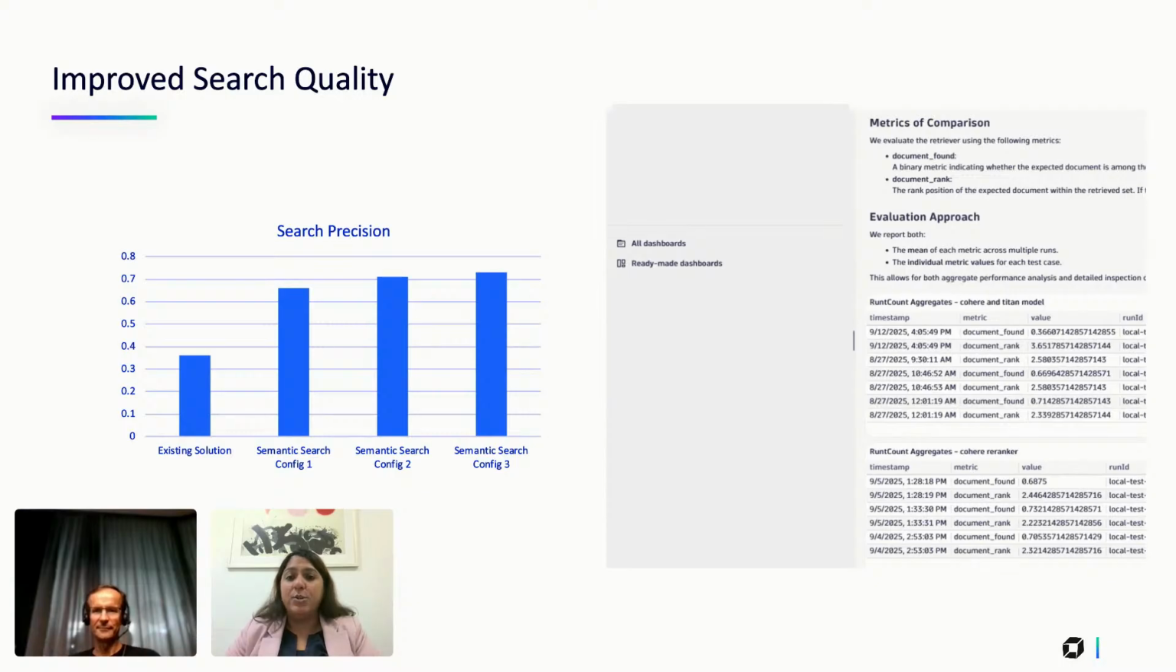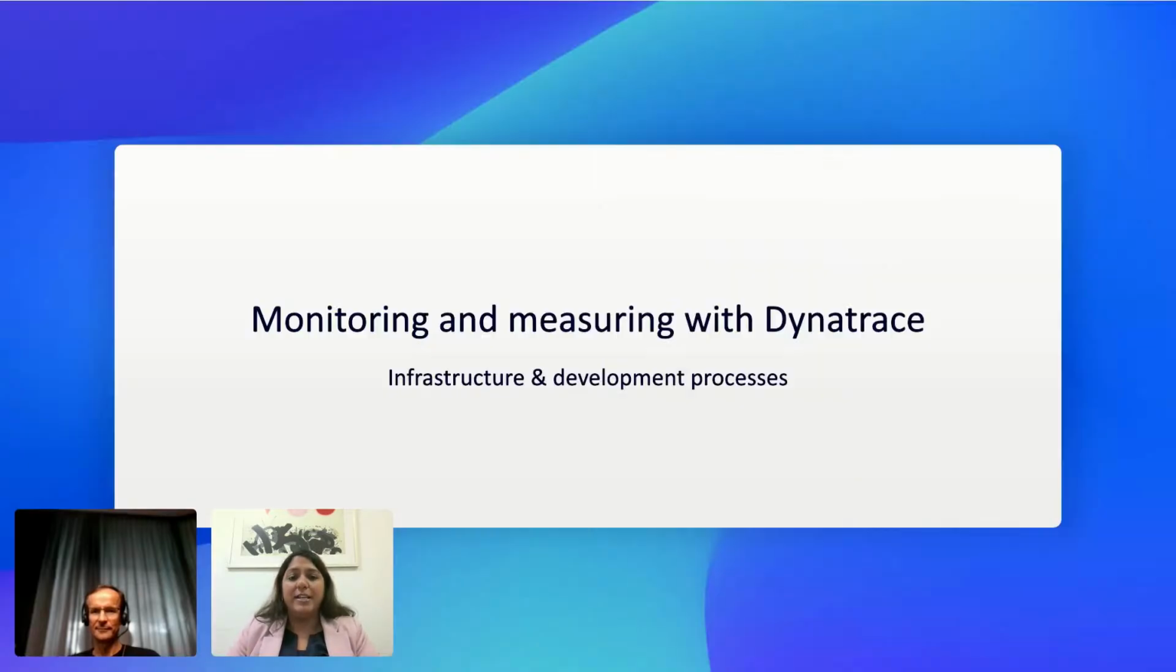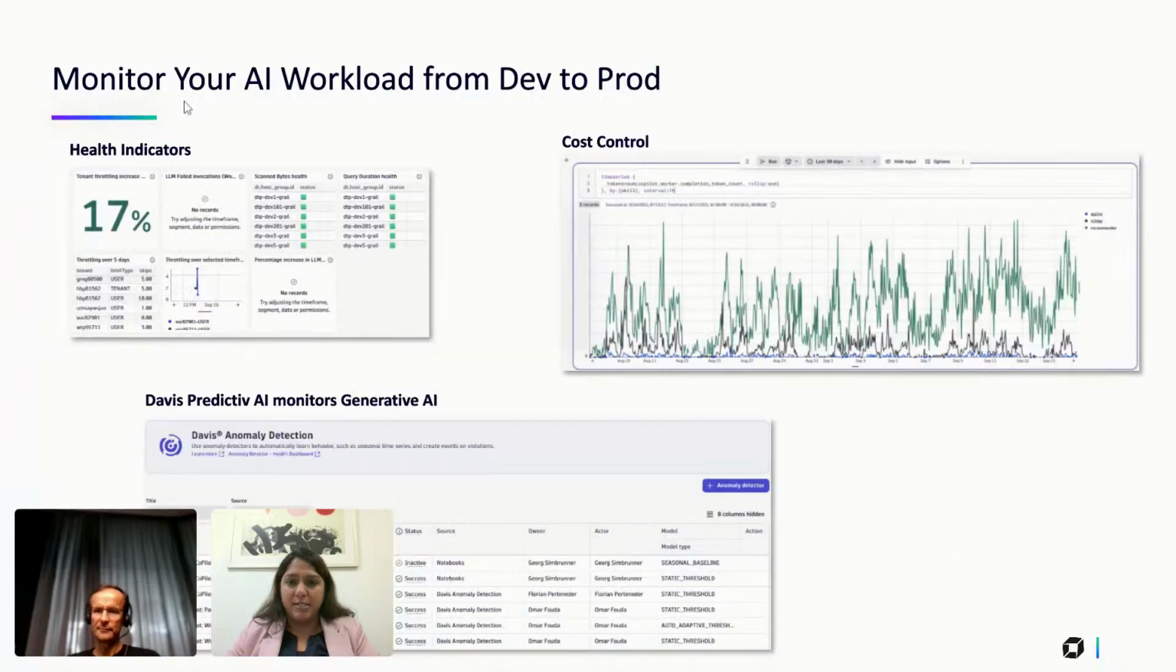As you already mentioned in your architectural diagrams, you have self-monitoring on Dynatrace, and you monitor the prompts that are going in so that you can see whether the response was good enough or not. But how is observability helping you with monitoring not just your infrastructure, but also your development processes? Can you share a little bit about that?